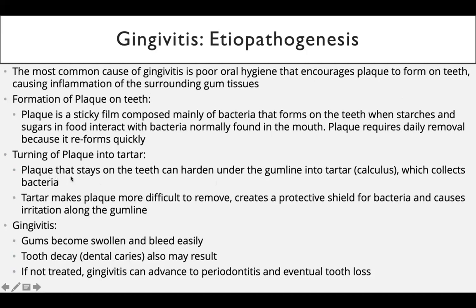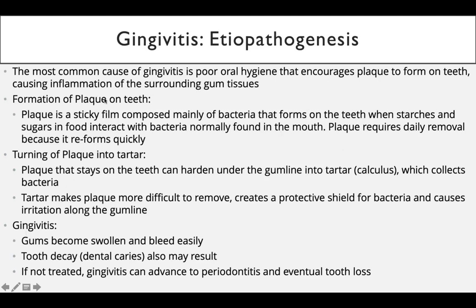So further bacteria are invited. So now there's a party. Previously, some bacteria were there. They had some food, and then plaque formed. And then plaque stayed, and then the bacteria say, okay, let's invite more bacteria because we have food. So let's make it tartar, calculus, harden it. Tartar makes plaque more difficult to remove. That's why you need to scale. Scaling is needed. Tartar creates a protective shield for bacteria and causes irritation along the gum line. So tartar makes the plaque more difficult to remove, so we need to remove the plaque at the plaque stage.